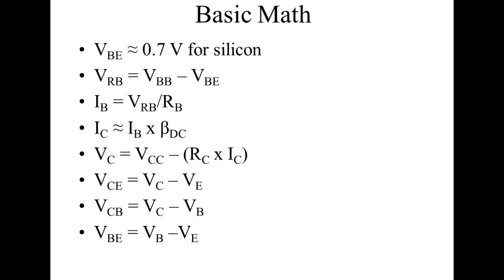So voltage collector to emitter would be VC minus what? VE. Voltage collector to base would be VC minus VB. Voltage base to emitter would be VB minus VE. And this is if you make your measurements relative to what? Common. Now we can calculate VC by taking the voltage drop across RC.